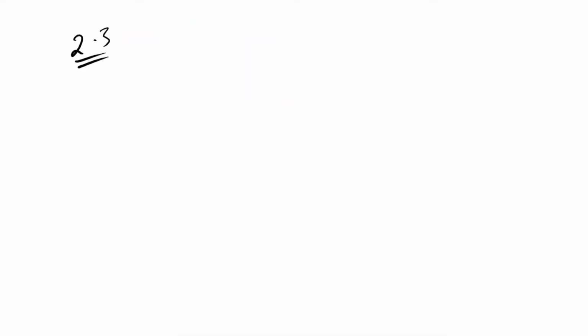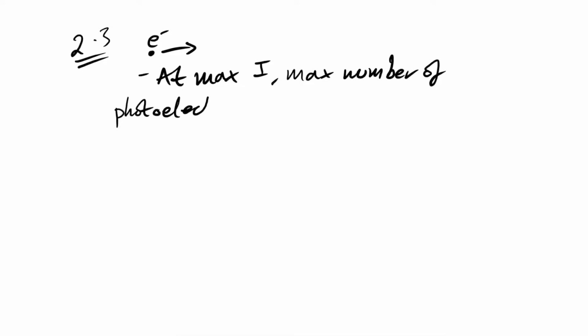2.3, we're being asked, why does the current top out? Well, let's have a think about this. If we have a PD applied across the anode and the cathode in the right direction, then we're pulling electrons across to the anode. How does that actually help? Well, it helps because you're sort of reducing the work function, because the electrons are being sucked off the plate a little bit as well. They're being helped along. So what we can say is that at max current, the max number of photoelectrons are reaching the anode. Not a super easy question, this one.